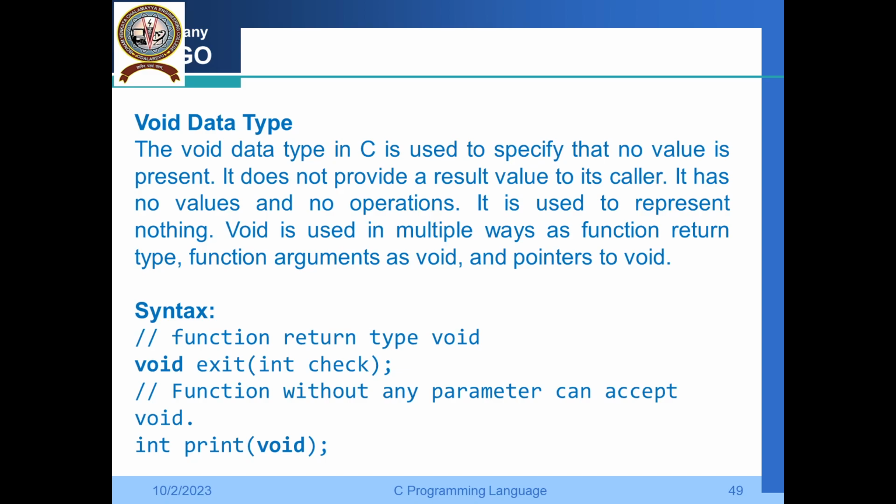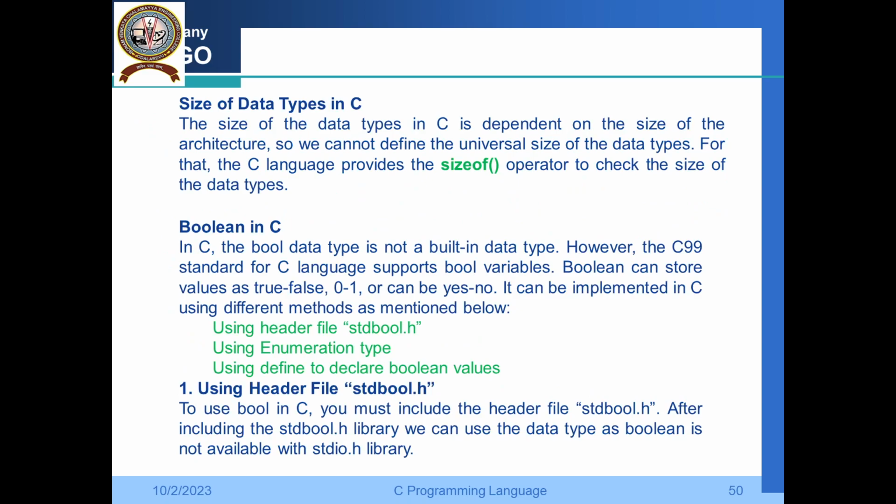As function return types, for example, we can write void, exit, integer, print void, like this, right? Then we go for the size of data type in C. The size of the data type in C is dependent on the size of the architecture, so we cannot define a universal size, so it is used just like sizeof.